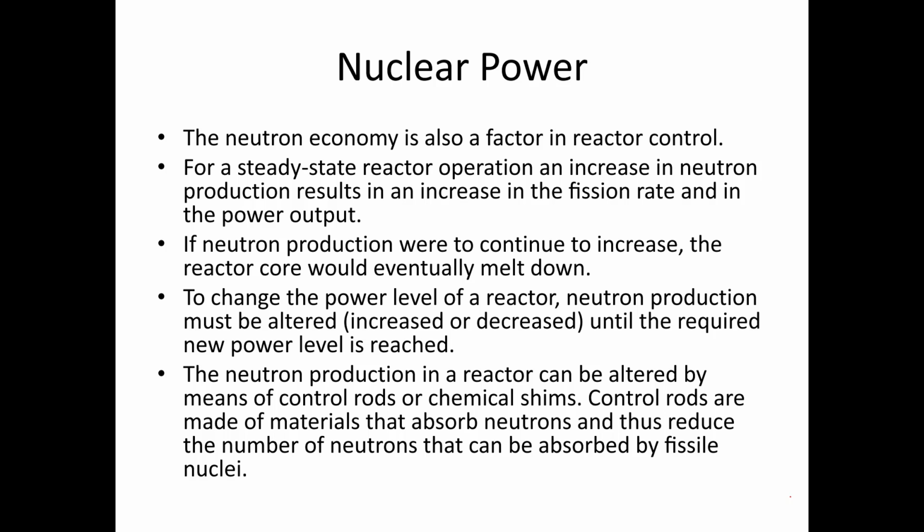To change the power level of a reactor, neutron production must be altered, increased or decreased, until the required new power level is reached. The neutron production in a reactor can be altered by means of control rods or chemical shims. Control rods are made of materials that absorb neutrons and thus reduce the number of neutrons that can be absorbed by fissile nuclei.